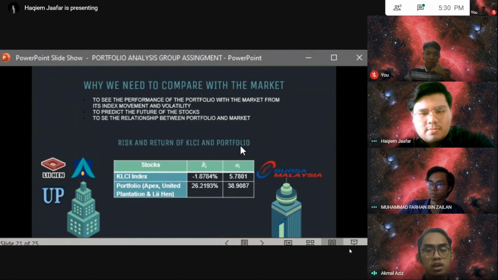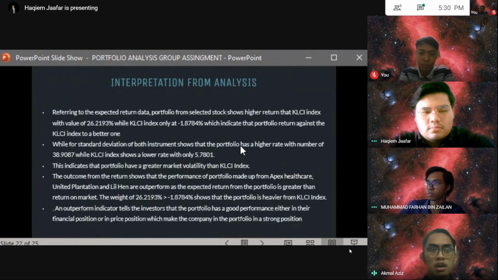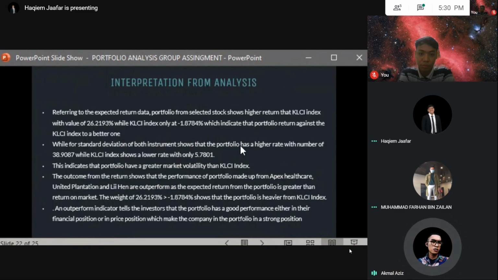So below is the table of the risk and return of KLCI and portfolio. So the interpretation from the analysis, referring to the expected return data, the portfolio from the selected stocks shows higher return than the KLCI index, with a value of 26.2193%, while the KLCI index is only at negative 1.8784%, which indicates the portfolio return is better than the KLCI index. While for standard deviation of both instruments, the portfolio has a higher rate at 38.9087, while the KLCI index shows a lower rate at only 5.7801. This indicates that the portfolio has greater market volatility than the KLCI index.